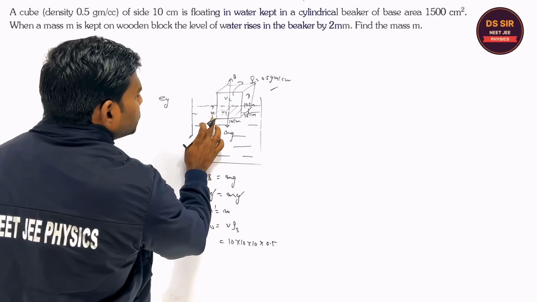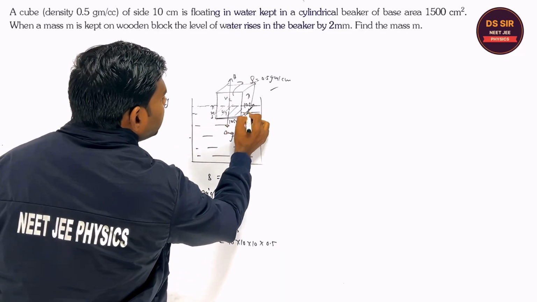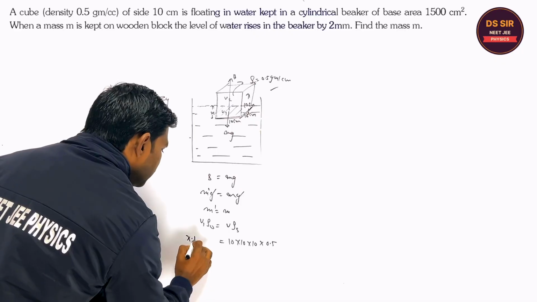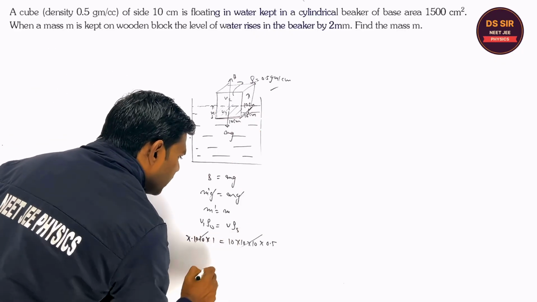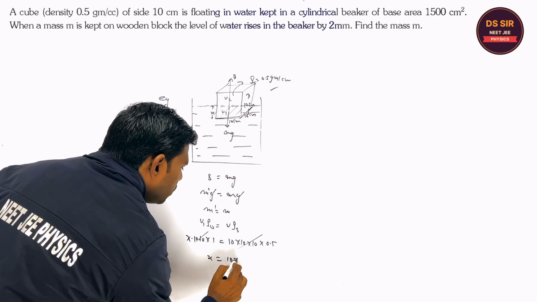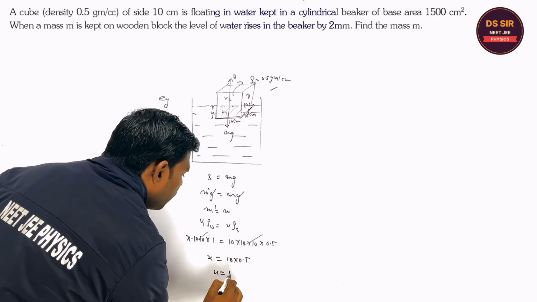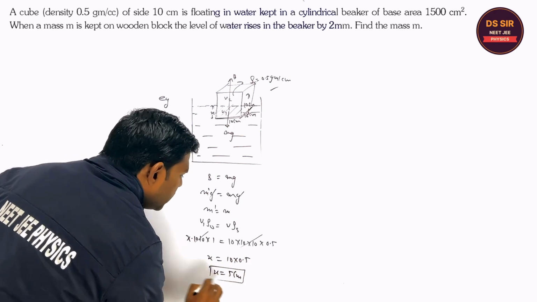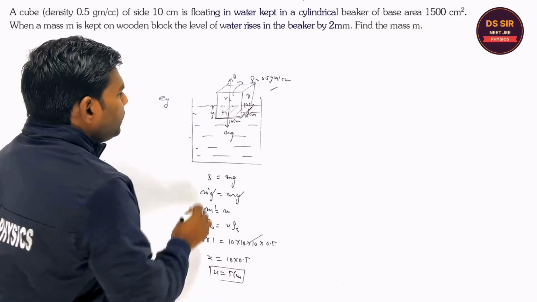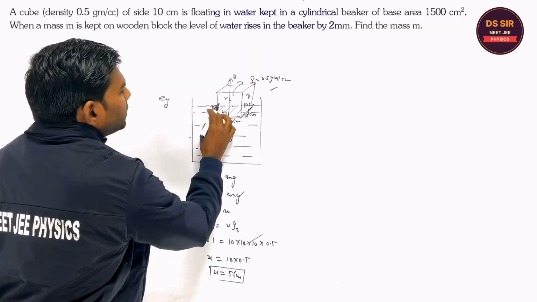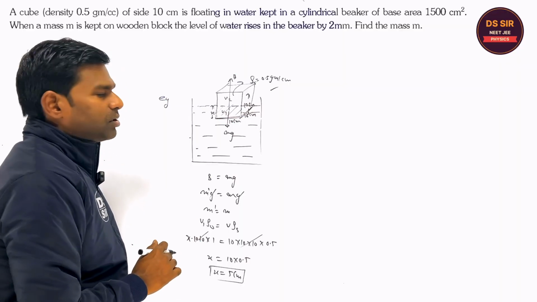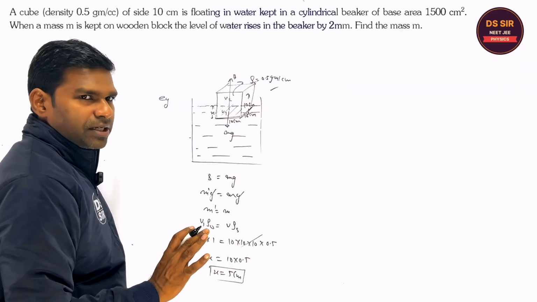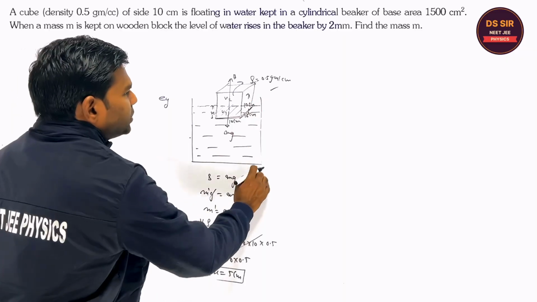What is the V1? x into 10 into 10 is equal to 10 into 10 into 0.5, and the density of water is 1, right? It will cancel out. So x is equal to 10 into 0.5, x is equal to 5 centimeter. So in equilibrium, what is the distance inside the water? It is x, 5 centimeter. Is it clear or not? So this is the first condition.